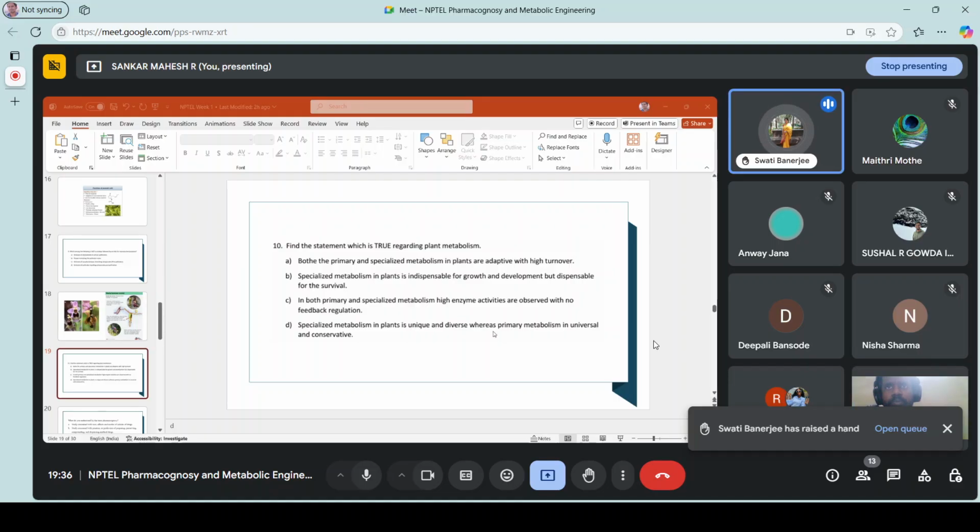This one, in both primary and secondary specialized metabolism, high enzymatic activities are observed. I think for primary it is high, and for secondary it is low enzymatic activities. I think so. True. So, here, high turnover would talk about enzymatic turnover of the enzyme. Enzymatic turnover, right? Now, why would specialized metabolism need low turnover? Any idea about that?